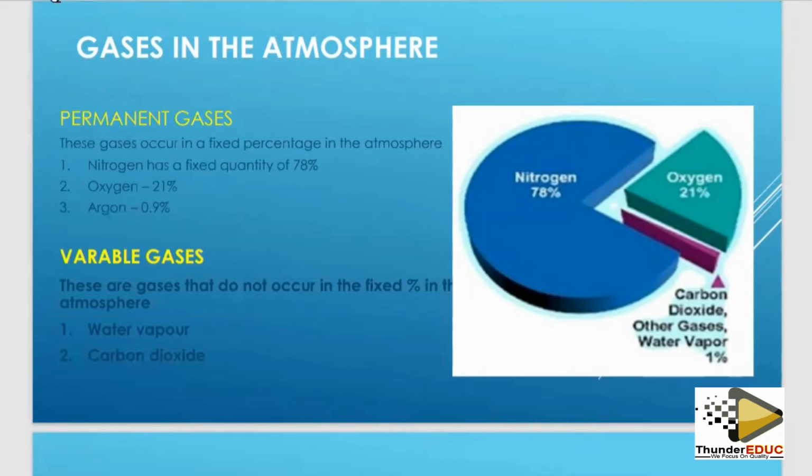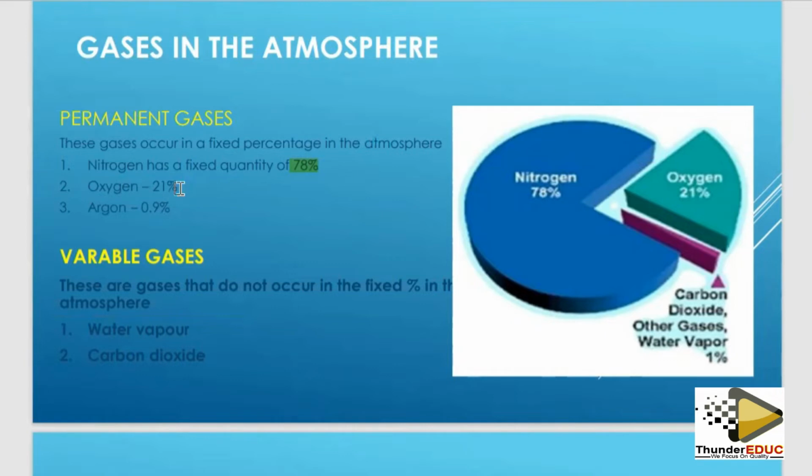If we check nitrogen, it is indicated that nitrogen has a constituent of 78%. It has a fixed quantity of 78%. Given that we said it's permanent, it means that it maintains its content composition in the atmosphere. Its content composition is pegged at 78%, which implies that it is the major constituent of the gases in the atmosphere, with 78% of composition in the atmosphere.